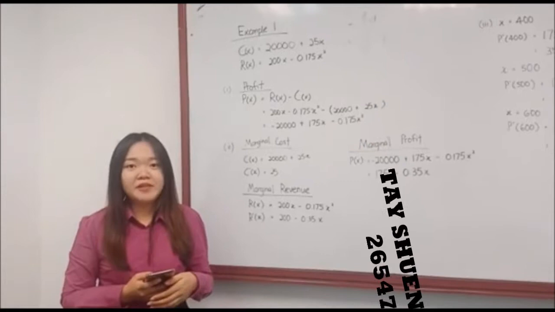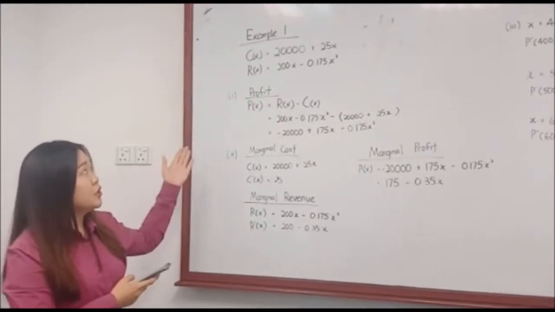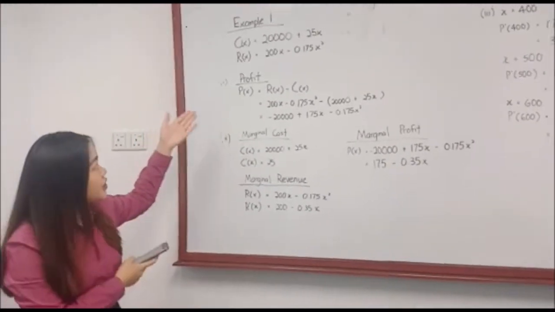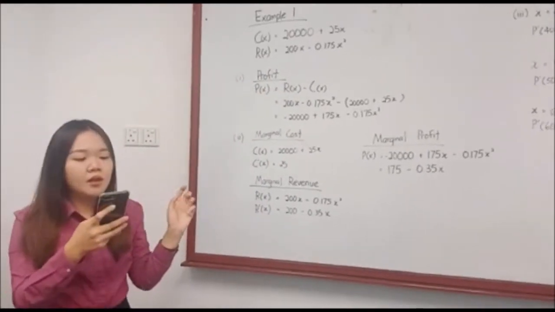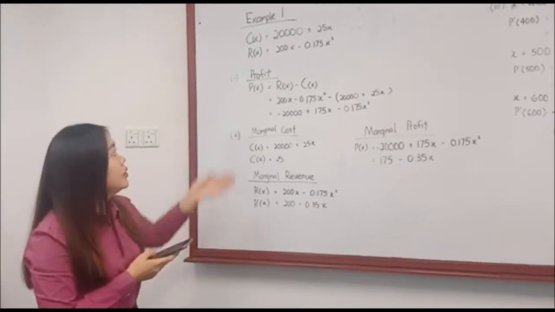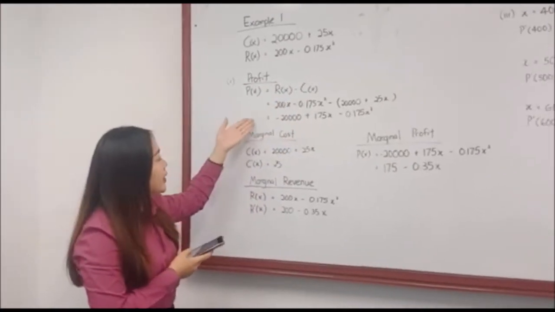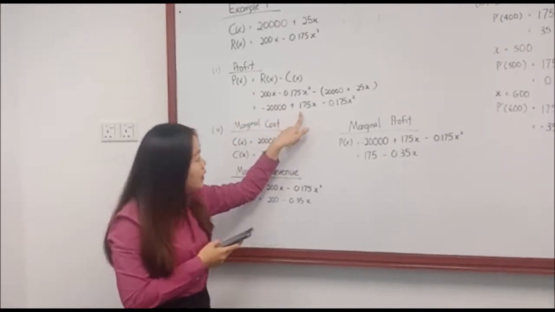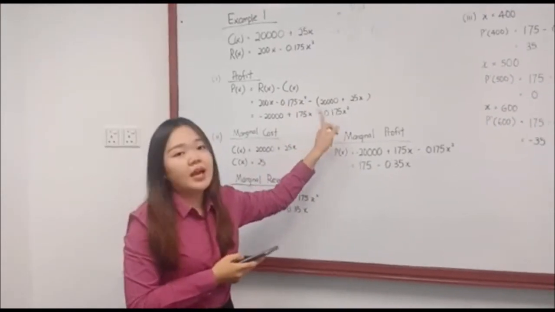Now I'm going to explain example 1. For example 1, the question gives us two equations. The first equation is the cost function, and the second equation is the revenue function. Question 1 requires us to find the profit function. For the profit, we use the revenue function minus the cost function. We will get this answer: negative 20,000 plus 175x minus 0.175x squared.